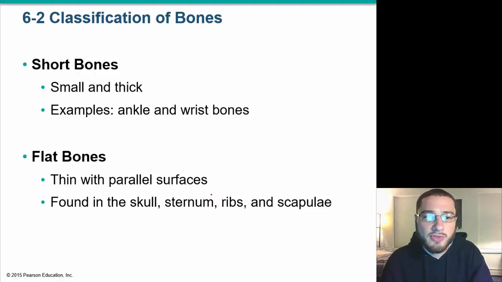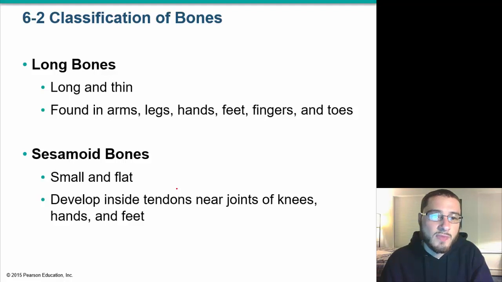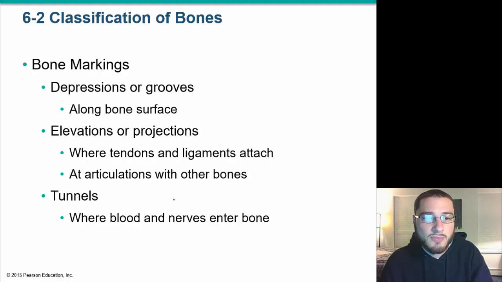So short bones are small and thick. Flat bones are thin with parallel surfaces. You have long bones, which are long and thin. Sesamoid bones are small and flat. They develop inside tendons. So that's kind of the difference between a regular bone or a flat bone and a sesamoid bone.